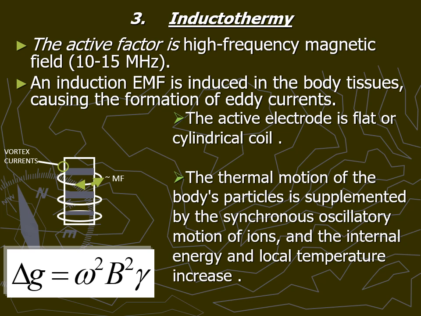Heat losses, the energy that will be released in this case, we define as the frequency of the magnetic field squared, multiplied by the magnetic induction of this field squared, and multiplied by the specific electrical conductivity. Again, we see that in this case, we have a dependence both on the properties of this field and on the properties of the tissue.